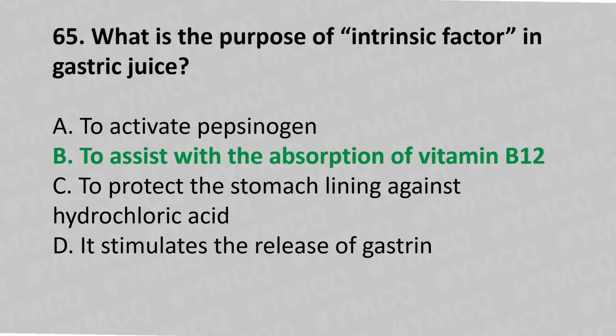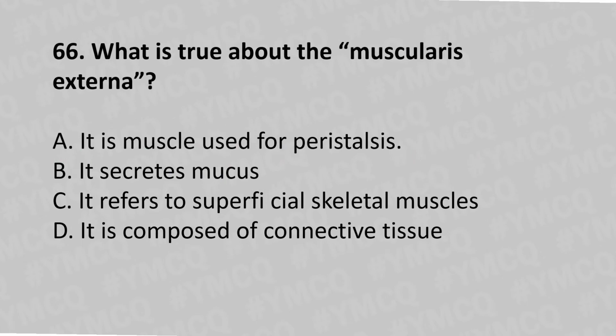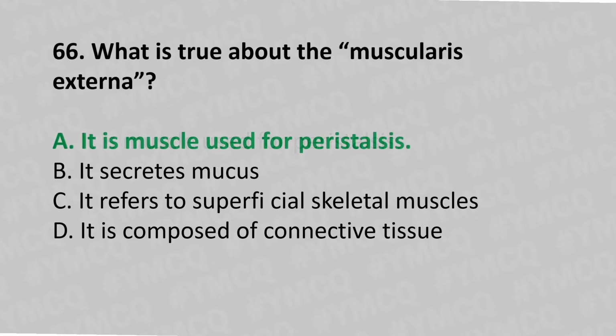Now let's move to question number 66. What is true about muscularis externa? Option A, it is a muscle used for peristalsis. Option B, it secretes mucus. Option C, it refers to superficial skeletal muscles. Option D, it is composed of connective tissue. And the answer is option A, it is a muscle used for peristalsis.